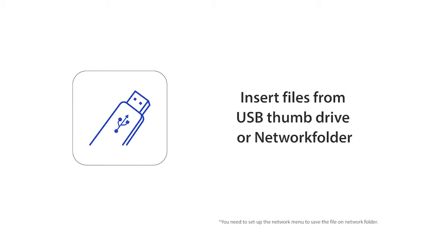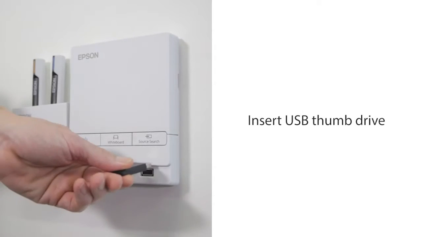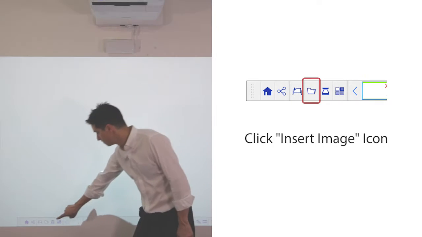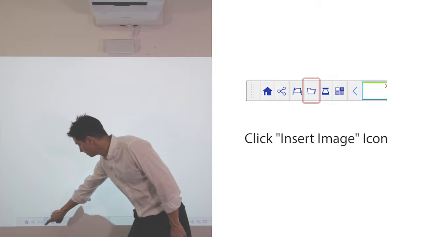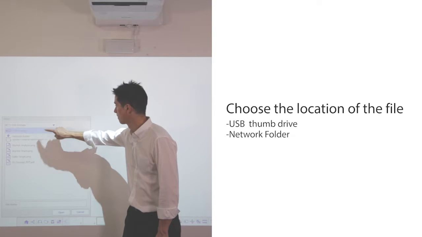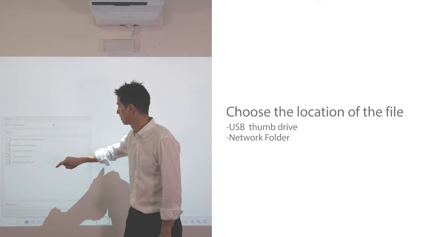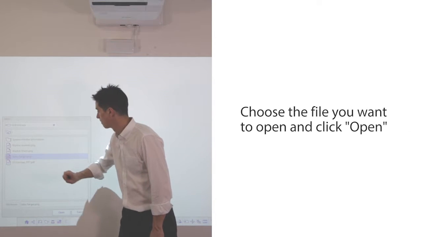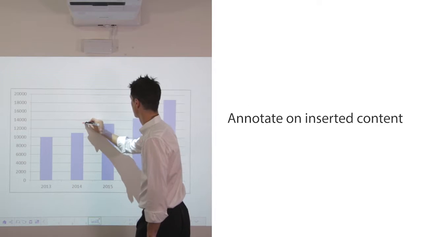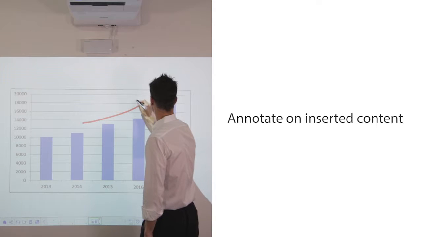You can insert an image using a USB thumb drive or a network folder. Here, I am going to show you how to use a thumb drive. Insert USB thumb drive. Use the Insert Image icon. Choose the location of the file on USB thumb drive or network folder. Choose the file you want to open and click Open. You can annotate on the inserted content as you like.